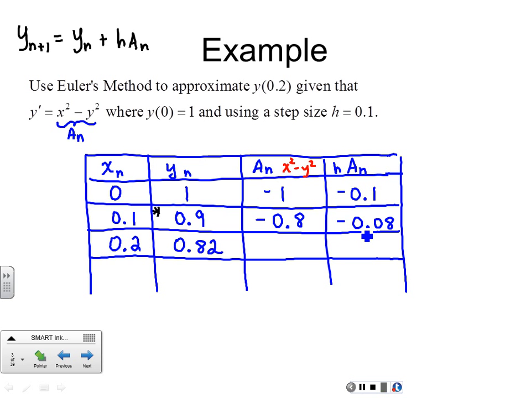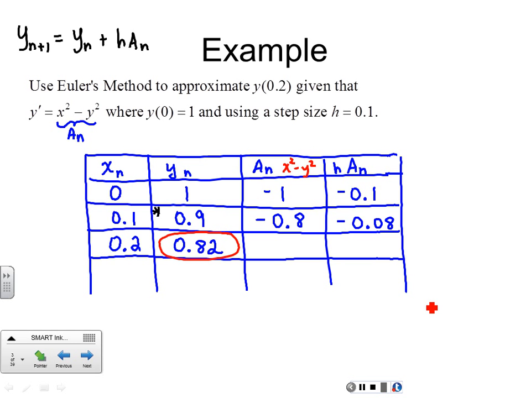Okay, and we have actually answered the question. You're done now, because look what the problem says. Use Euler's method to approximate y of 0.2. Well, where's y? The x is actually the 0.2. So when x is 0.2, what is your y value? 0.82.